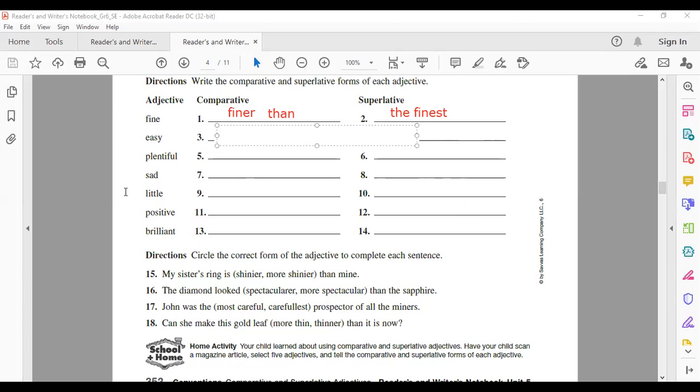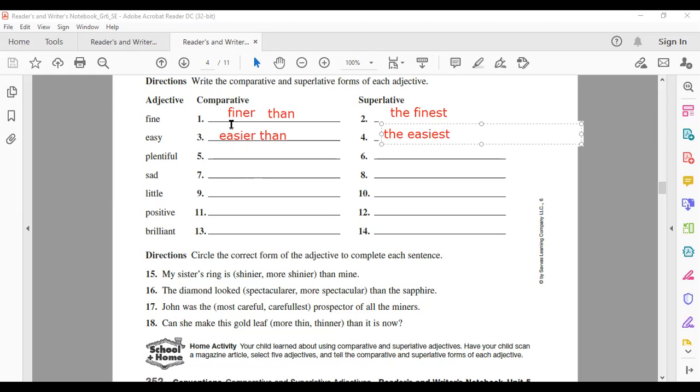Math is easier than English. Easier than. Excellent job. And I will change the Y to I. Okay, what about superlative? The easiest. The easiest. Excellent, my girl. The easiest. Number 5, ya Watin.